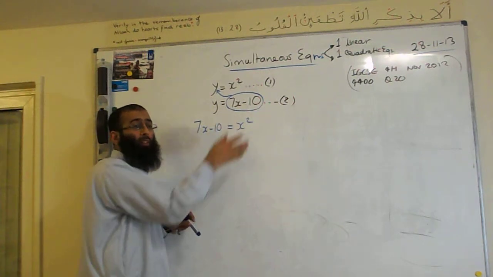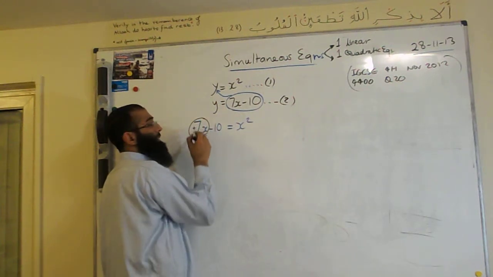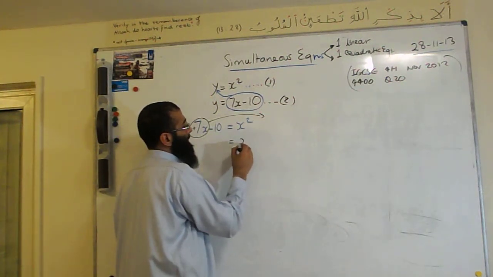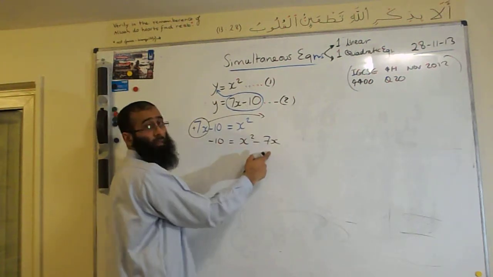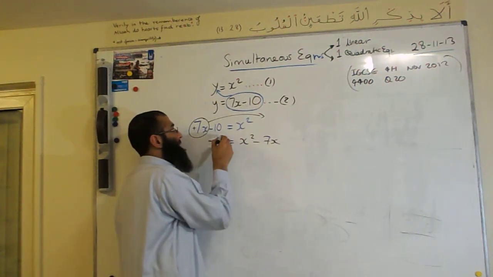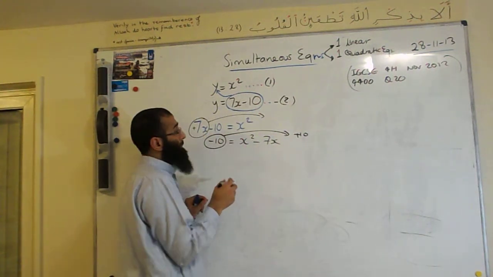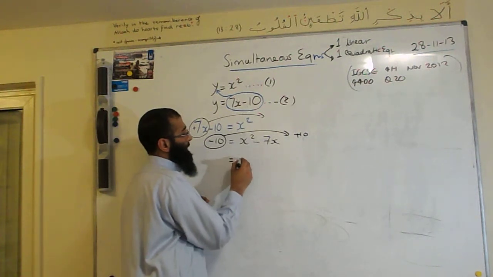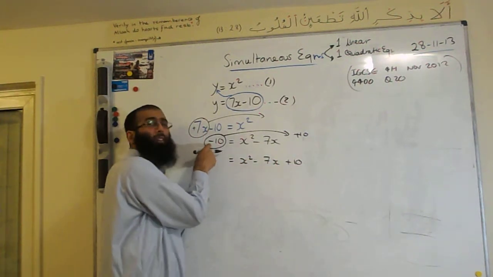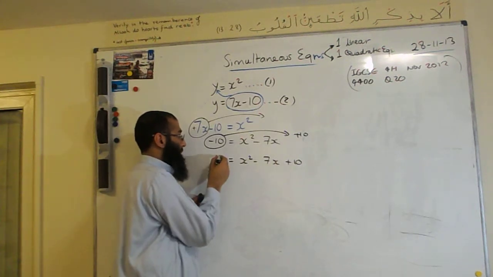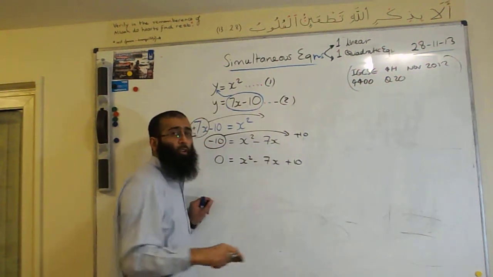So what we need to do, we need to get them all onto one side and make it look like a quadratic equation. So let's move over first of all the plus 7x. That comes over here and becomes minus 7x. Now you have to move over the minus 10. That comes over, becomes a plus 10. Once we move the minus 10 over from the left hand side, we are left with 0. Okay, so now we have a nice proper quadratic equation.